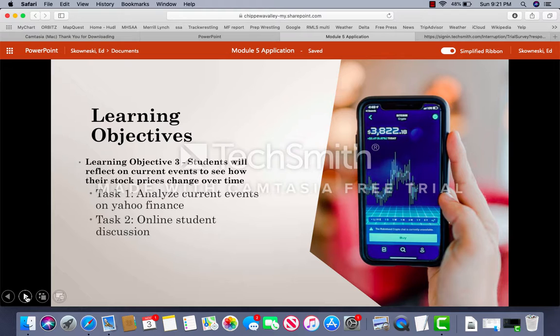My third learning objective will have students reflecting on current events to see how their stock prices have changed over time. Students will have 2 tasks in order to complete this. They will use Yahoo Finance to look up current events for the stocks that they have invested in and have to post those current events on an online discussion forum and then make a comment on another student's post.